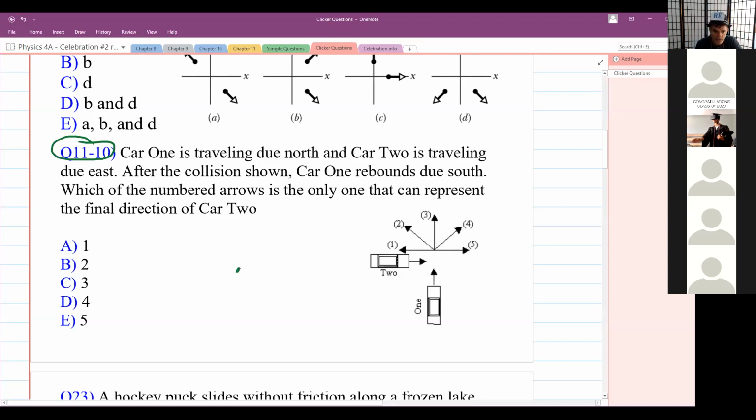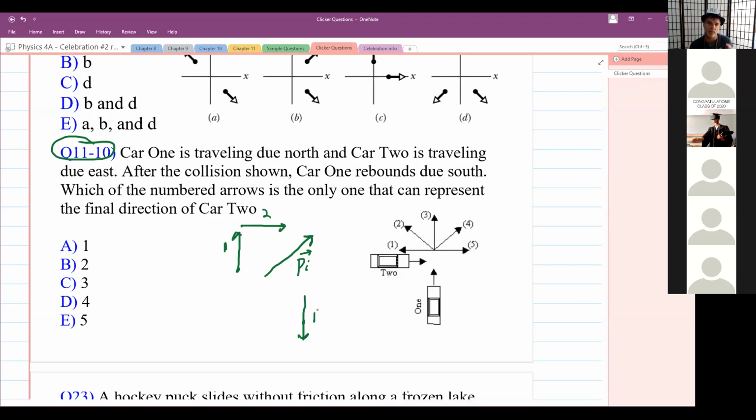So here, car 1 was traveling due north, car 2 was traveling to the east. The total momentum of the system, which is the 2 cars together, if I just add these like vectors, my initial momentum combined is somewhere in the first quadrant. I'm not given the speeds or the masses, but I know that car 1 has a momentum pointing straight up, car 2 has a momentum pointing to the right. So the total momentum is somewhere in the first quadrant, which means even after the collision, if momentum is conserved, it still has to have the same direction and the same magnitude as before the collision. So if car 1 rebounds due south afterwards, what is the only possible direction for car 2?